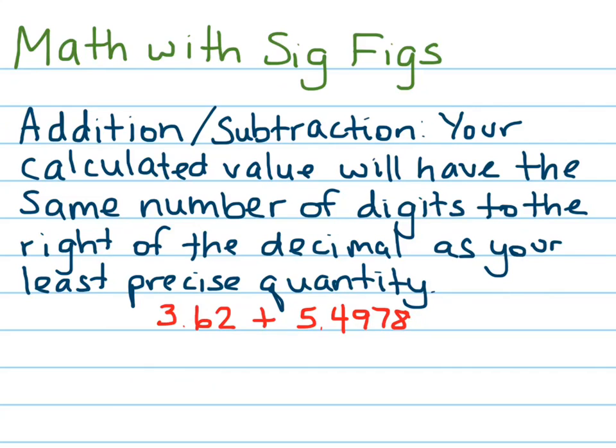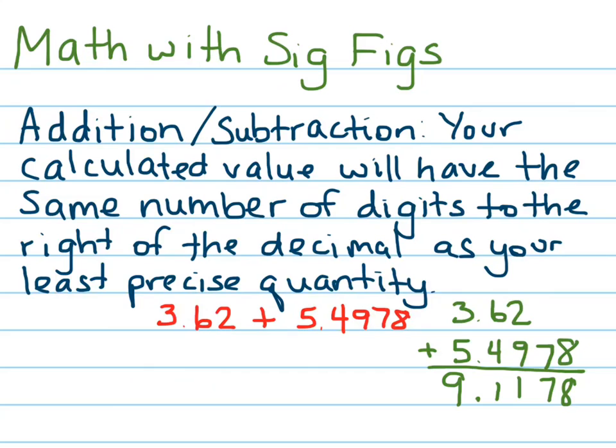In order to do this, the easiest way is to line them up above and below each other, so that we can line up the decimal. This is how we used to add when we were in grade school. Rather than grabbing a calculator, we would line these up with the decimals one over the other and then add them. When we do this, we're going to end up with 9.1178.